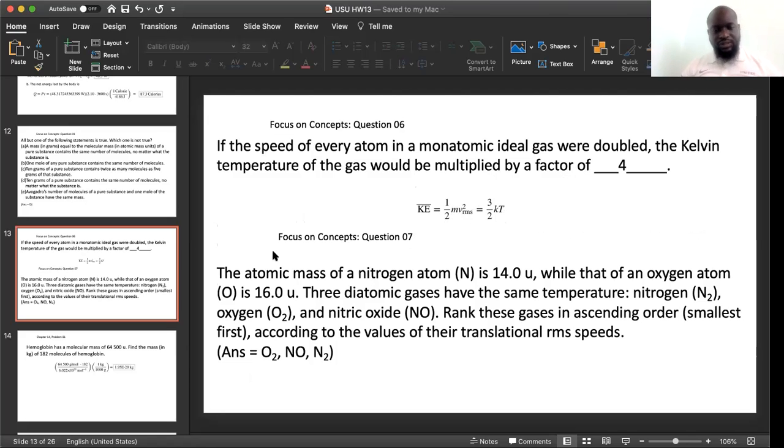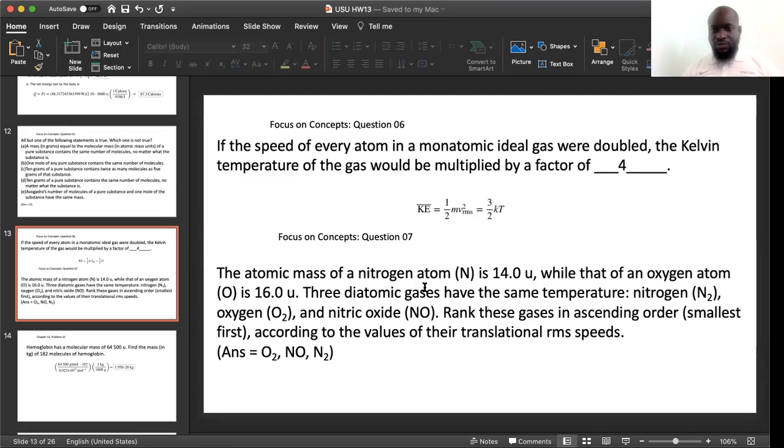Question 07, focus on concept, says the atomic mass of a nitrogen atom is 14, we call it atomic units, while that of oxygen atom is 16. Three diatomic gases have the same temperature: nitrogen, oxygen, and nitric oxide. Rank these gases in ascending order, smallest first, according to the values of their translational root mean square speeds. So the lighter one is going to have the highest speed, basically. So oxygen, O2, is 16 times 2, which is 32, okay.